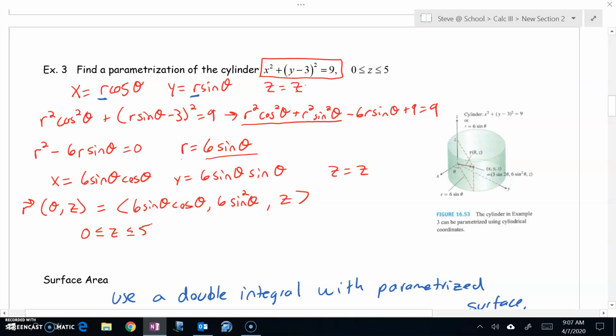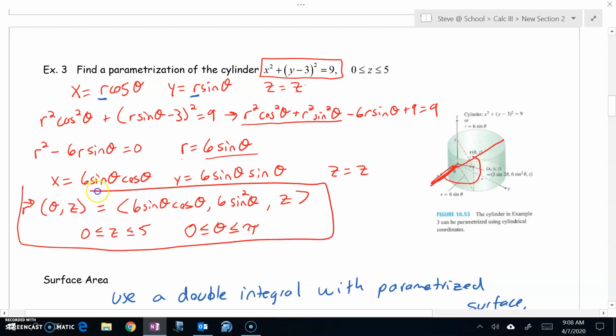And theta, you have to look at the diagram here. This cylinder is actually up in the positive y-axis, so we're starting at a theta of 0 and only going to a theta of pi. There's no cylinder on the bottom two quadrants, so theta is going to be between 0 and pi. And this is the parametric equation for that cylinder.